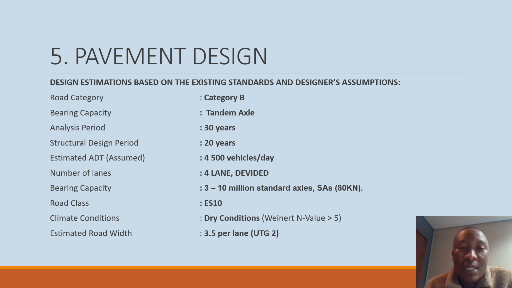The estimated ADT assumed was 4,500 vehicles per day, and based on the calculations that we did, we found that we need to upgrade to a four-lane divided road. The bearing capacity of the road was calculated to be 3 to 10 million standard axles, which led us to a road class of ES10. The climate condition of this area of Bloemfontein is dry, and the estimated lane width in terms of UTG2 is 3.5.